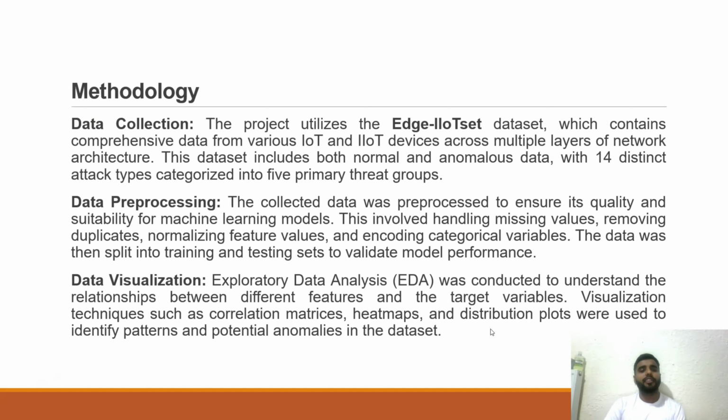The second one is data processing. The collected data was pre-processed to ensure its quality and suitability for machine learning models. This involves handling missing values, removing duplicates, normalizing feature values, and encoding categorical variables. The data was then split into training and testing sets to validate model performance.